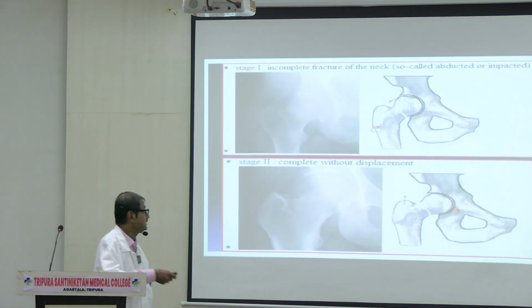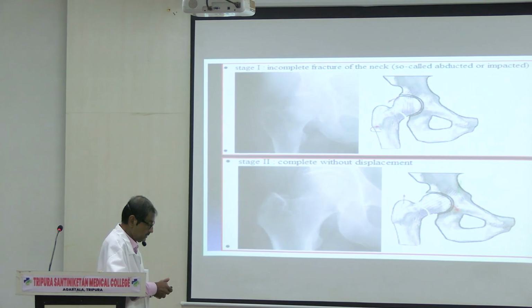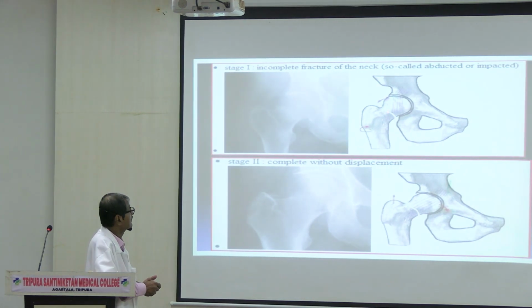And the patient's leg will come. So these are the diagrams. You see, this is called unicortical fracture, type 1.